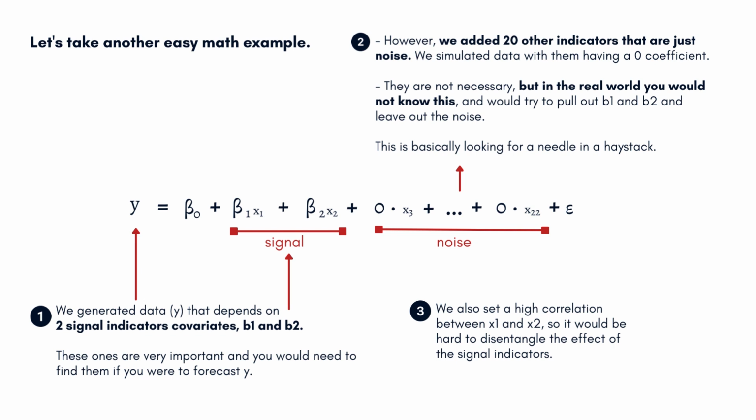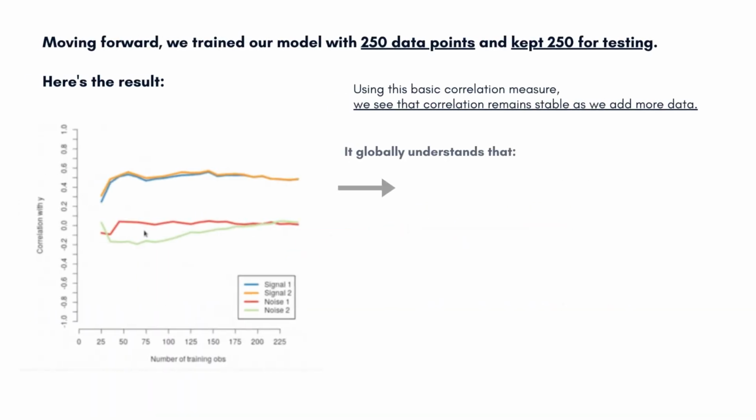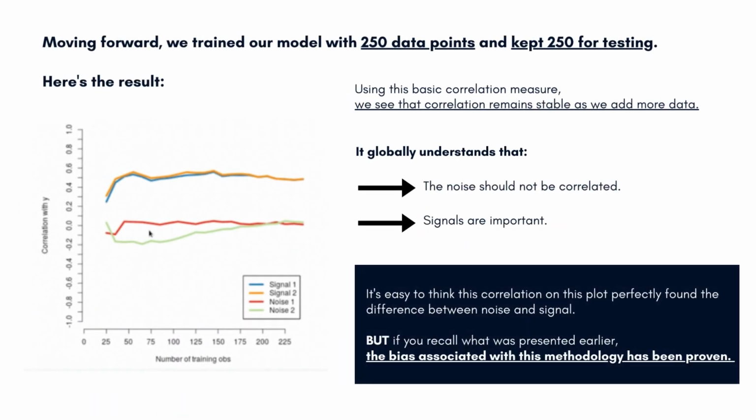We also set a high correlation between X1 and X2, so it would be hard to disentangle the effect of the signal indicators. Moving forward, we trained our model with 250 data points and kept 250 for testing, and here are the results. Using this basic correlation measure, we see that correlation remains stable as we add more data. It globally understands this. Firstly, the noise should not be correlated, and the signals are important. It's easy to think this correlation on this plot perfectly found the difference between noise and signal.